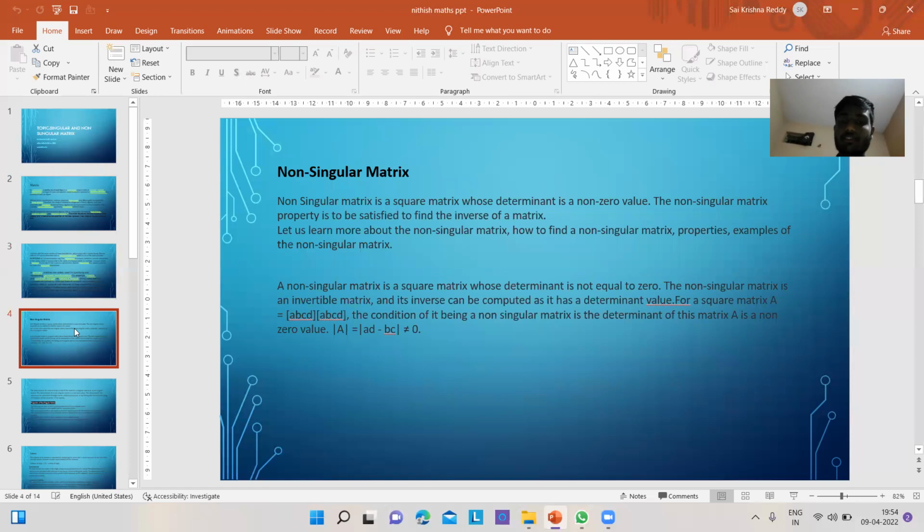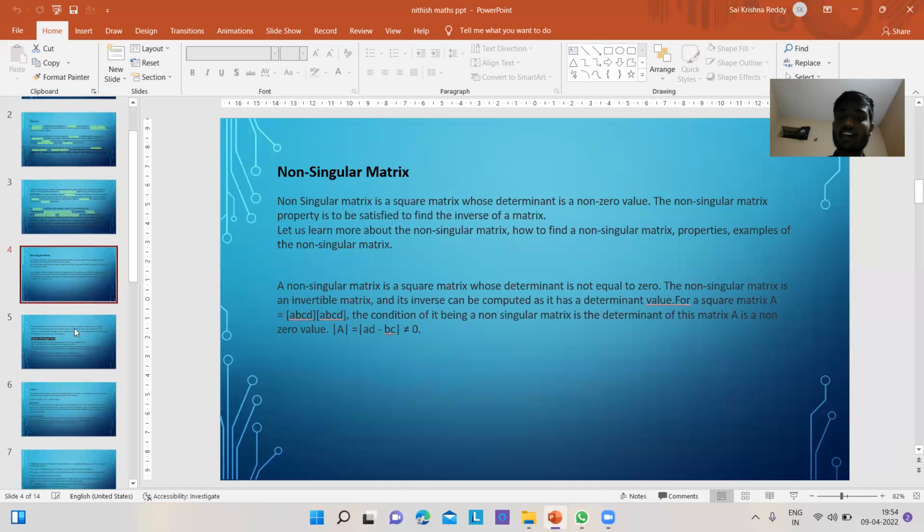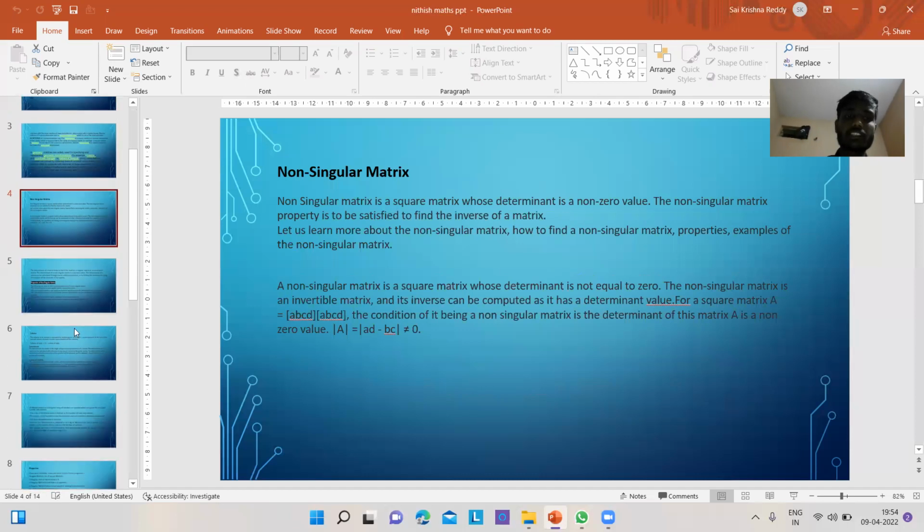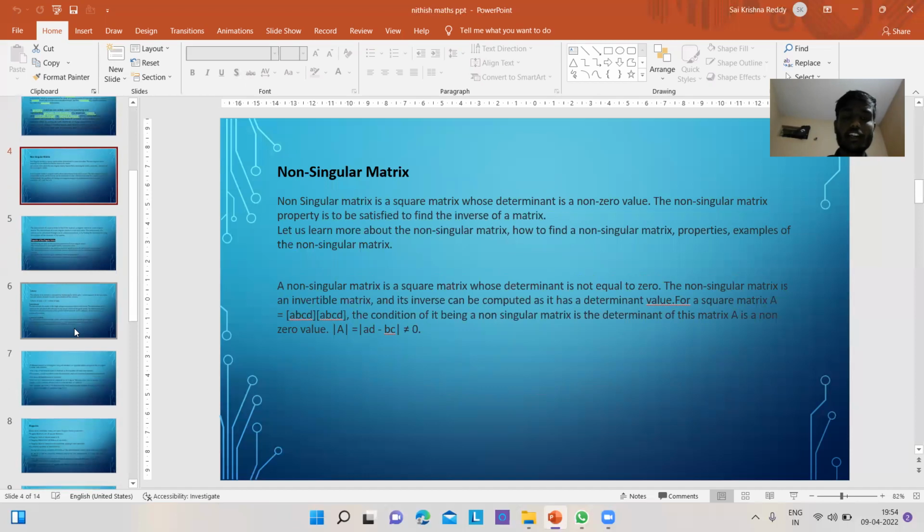A non-singular matrix is a square matrix whose determinant is a non-zero value. The non-singular matrix property is to be satisfied to find the inverse of a matrix. Let us learn more about the non-singular matrix, how to find a non-singular matrix, properties, and examples of the non-singular matrix. A non-singular matrix is a square matrix whose determinant is not equal to zero. The non-singular matrix is an invertible matrix, and its inverse can be computed as it has a determinant value.